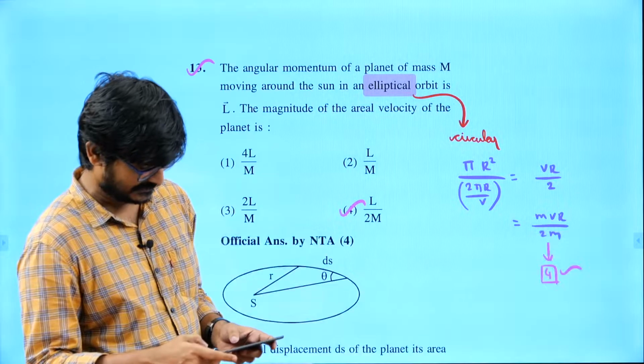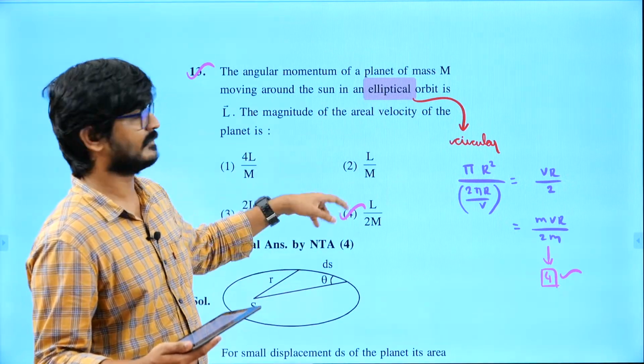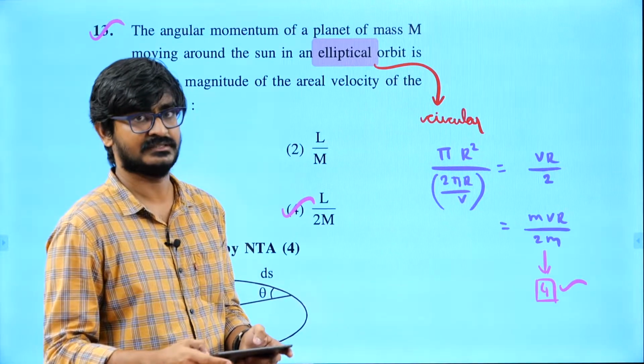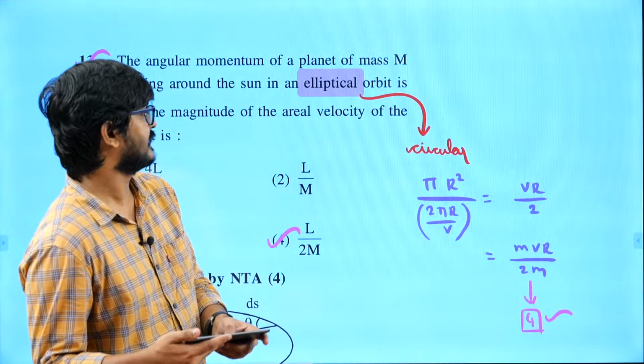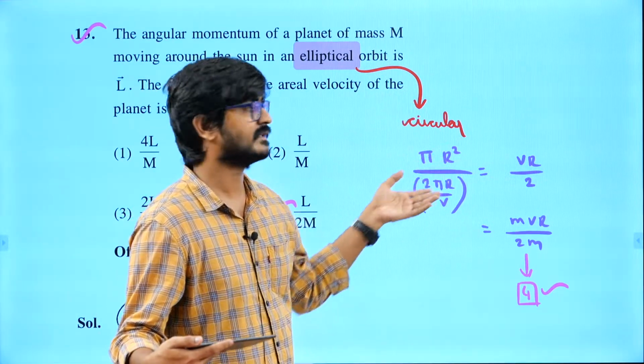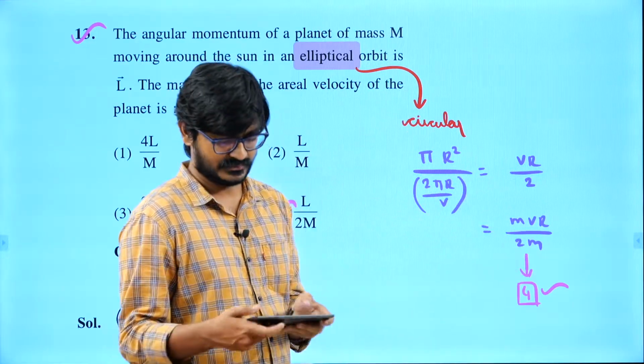Again, that's a risk. Now in this particular question, they are talking about elliptical orbit. So whenever they talk about elliptical orbit, you can do it for circular orbit, because a circle is nothing but an ellipse, right? So areal velocity is area covered by time taken. Area is pi r square, time taken is 2 pi r by v. So from there you will get L by 2m form.